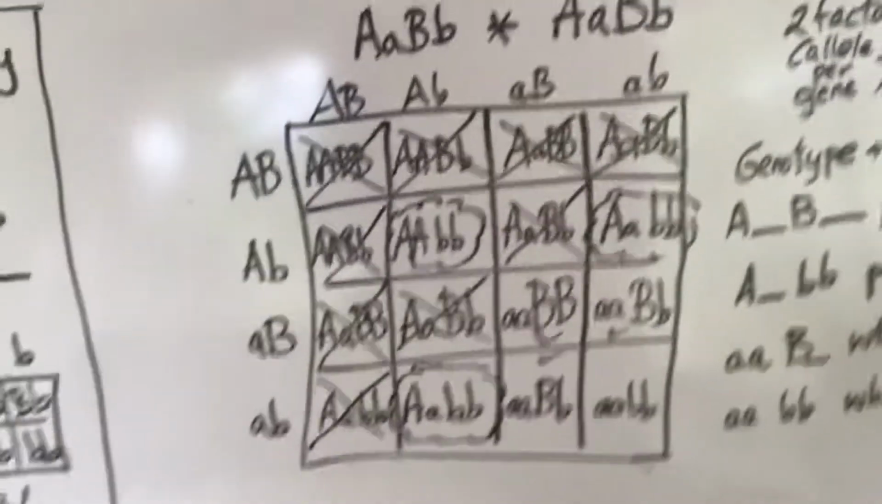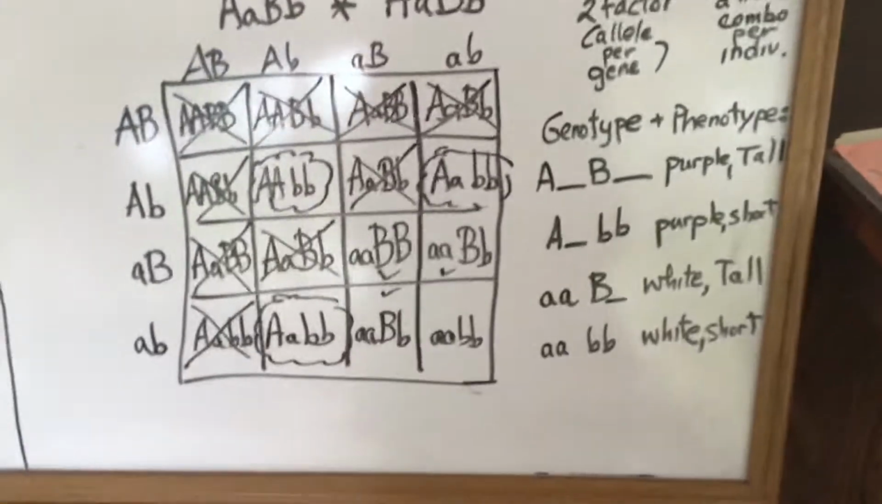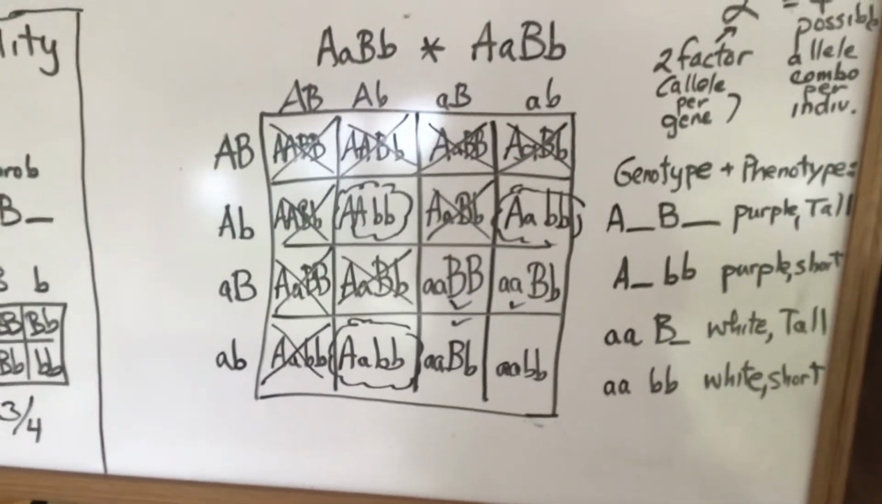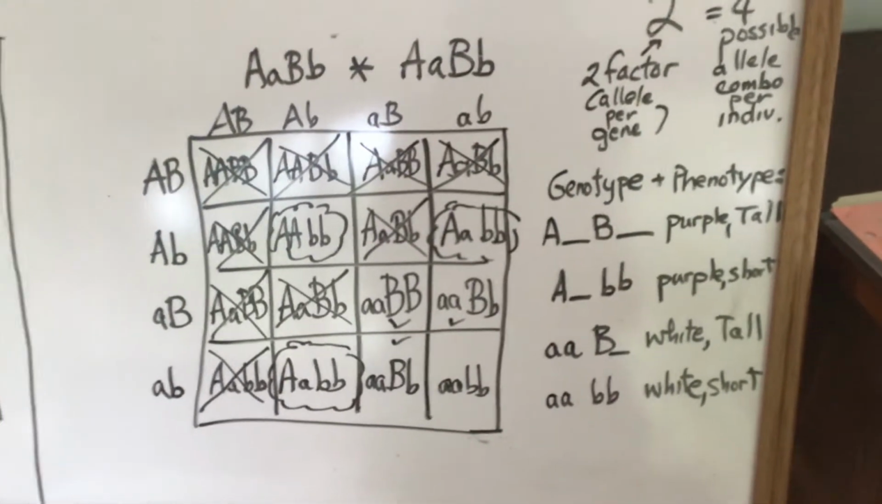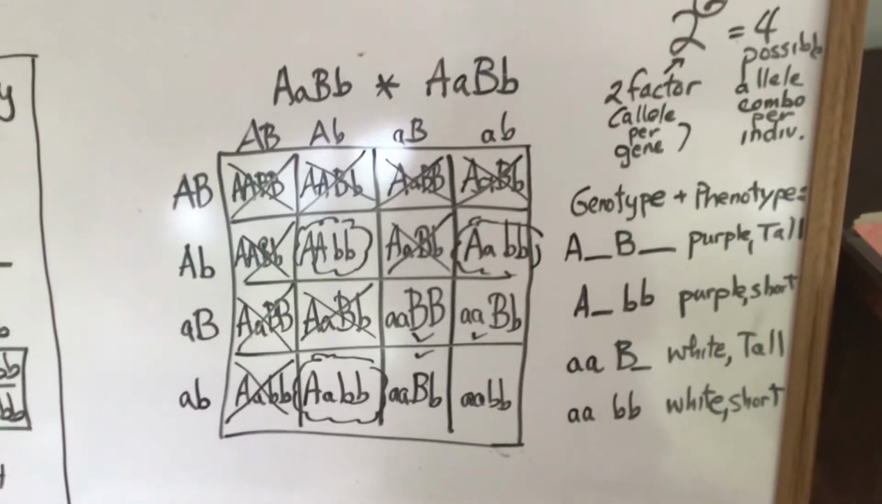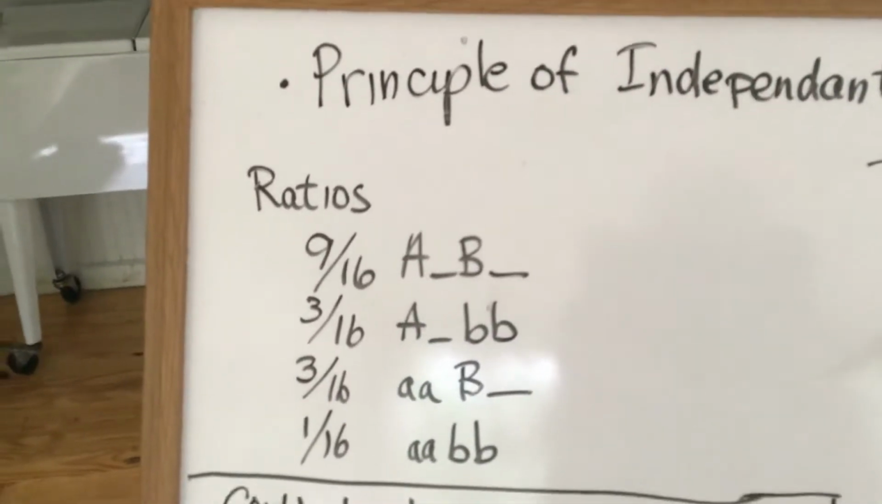Coming back to this, let's look at how many of each of these that we actually have. What I've done here is I've X'd out all of the capital A somethings, capital B somethings, that is all the purple talls. And if you count the number of X's, you will see that I have 9 out of 16 of the boxes represented there.